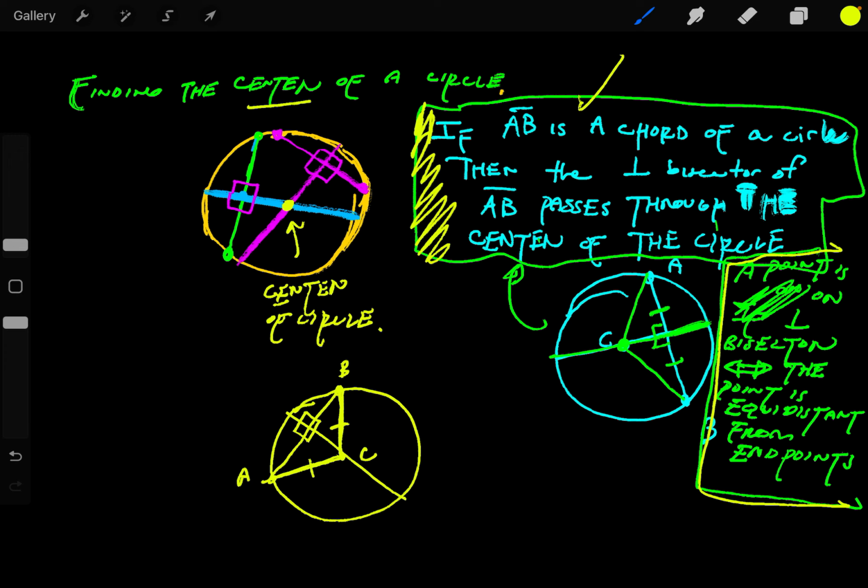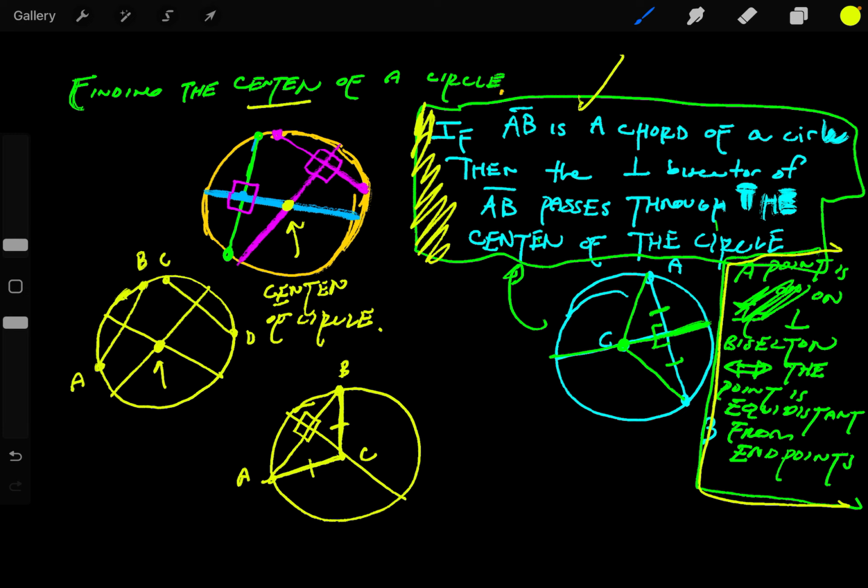And then basically what we do is, if we're given a circle and we don't know the center, we know that if I draw any chord inside the circle, the perpendicular bisector of that chord will have the center somewhere on it. Then you just draw another chord and draw the perpendicular bisector of that chord, and where these two perpendicular bisectors intersect is the center of the circle. You just need to know how to construct a perpendicular bisector of a chord, which we've done.